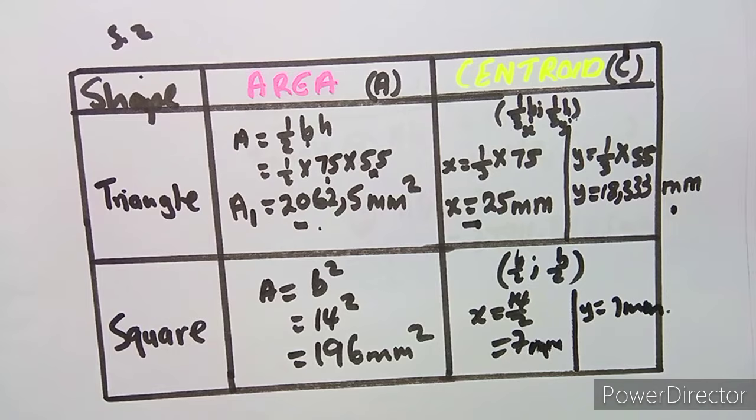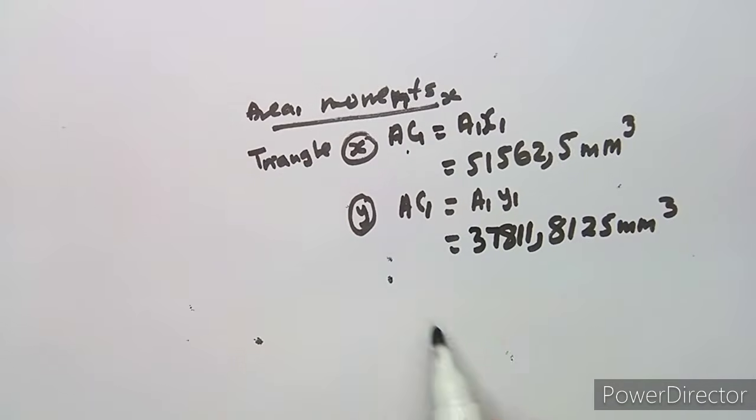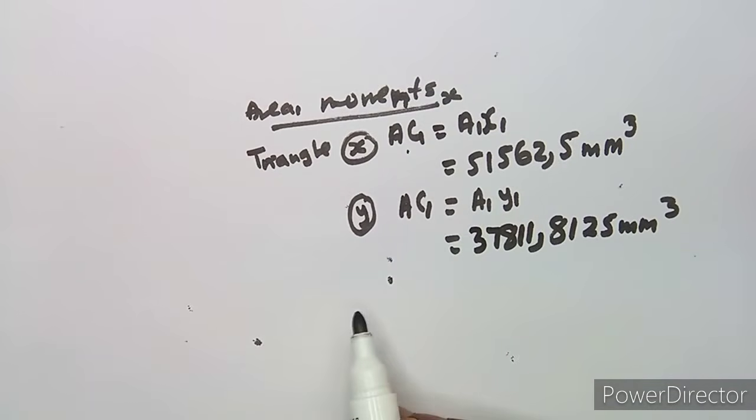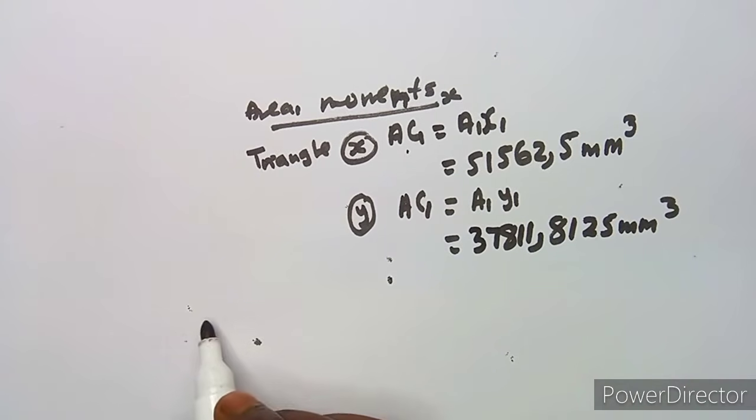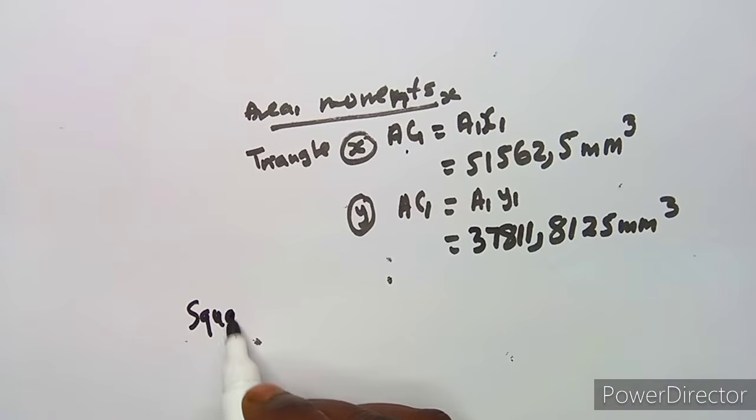All right, so just like what we did on the triangle to calculate the area moments, that is what we are going to do also. We calculate our area moments. So the area moment is simply the product. This one was for the triangle. We move on to our square.